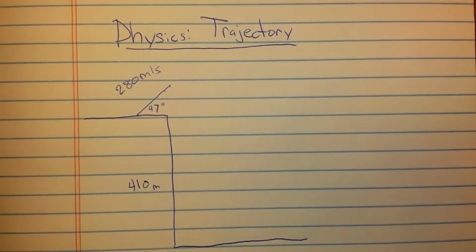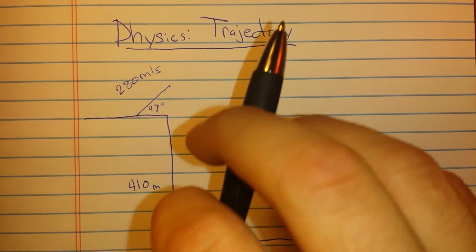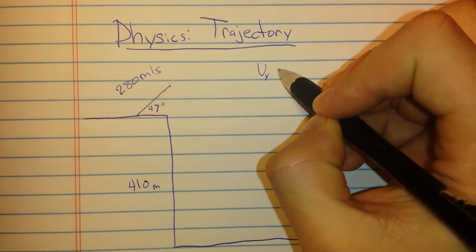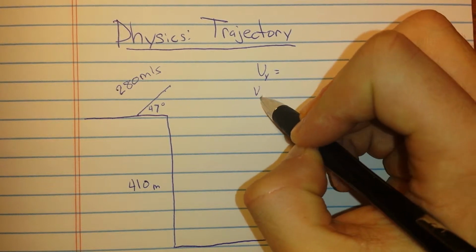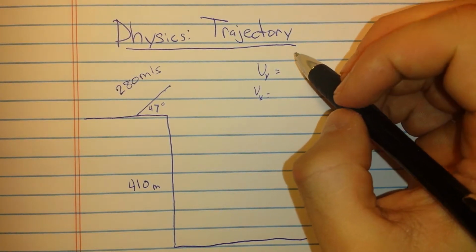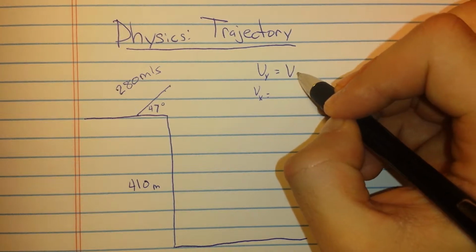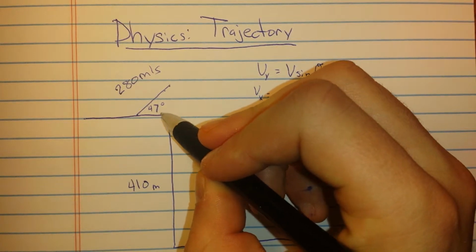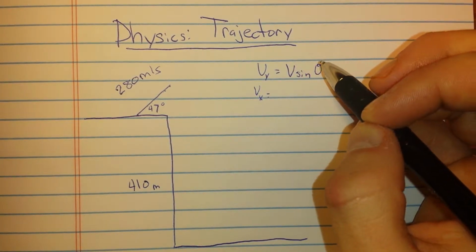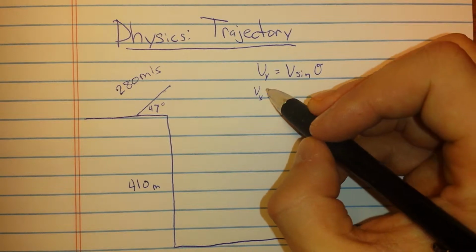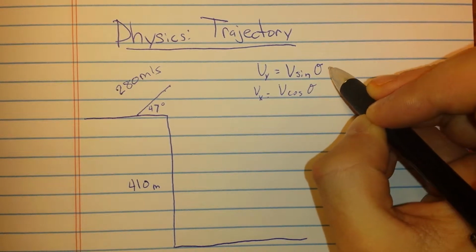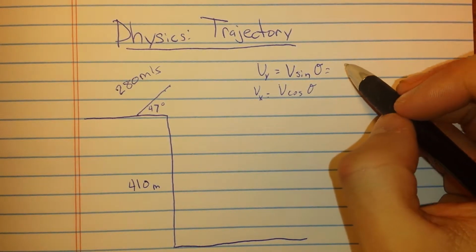Now, first thing you want to do in solving a problem like this is use basic trig to find your Vy, your vertical velocity component, and your horizontal velocity component. To find Vy, it's your velocity times sine theta, and theta is just the angle of your projectile. To find the horizontal velocity component, it's V cosine theta. So let's just plug that in.